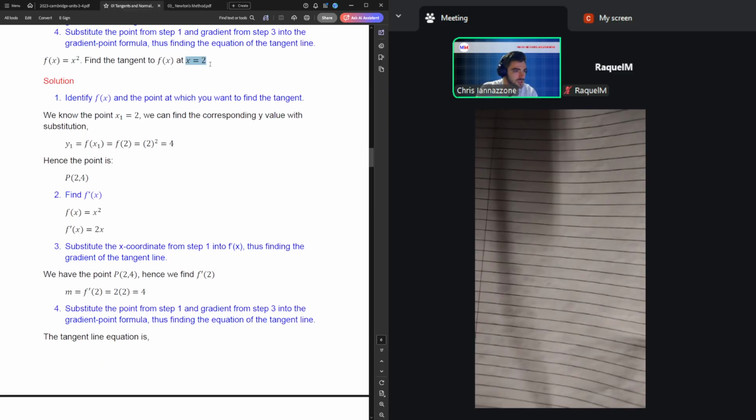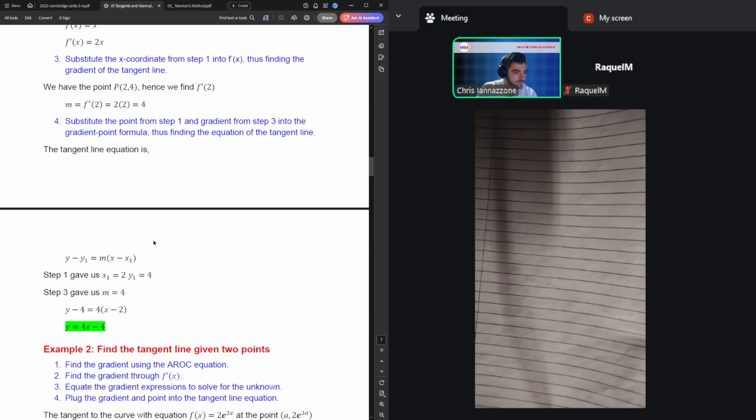From there, because we know the point, or more specifically the x value at which we want to find the tangent, that's the x value we're going to use in the derivative function. So f dash of 2 is going to get us the gradient at that spot, which is also going to come out to 4 in this case.